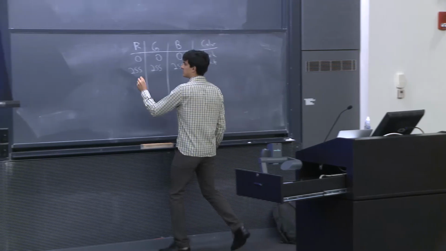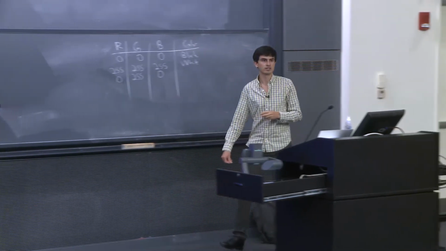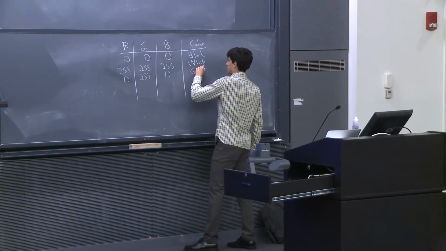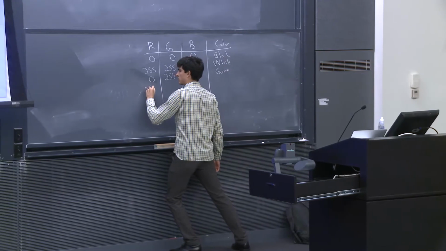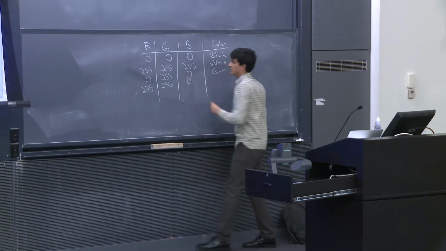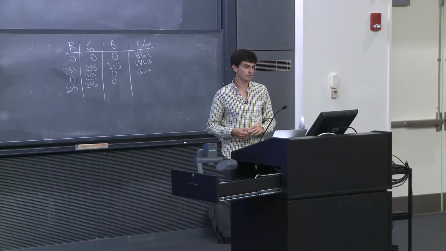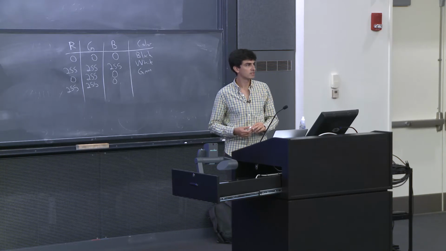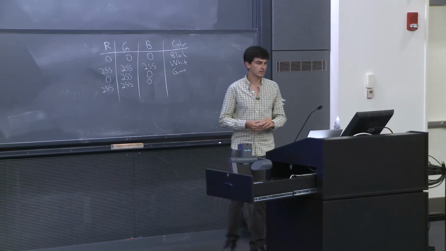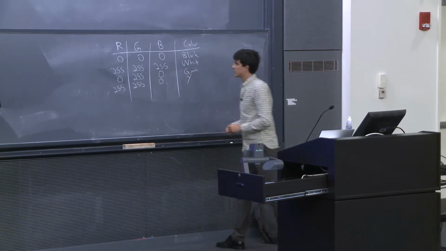So obviously, if I did something like this, 0, 255, and 0, this would be what color? Green. So far, so good. Now let's do something a little more complicated. What about 255 for red, 255 for green, and 0 for blue? Any ideas what color this would make? Green and red. Yellow. Yeah, exactly. So we can have yellow out of that.